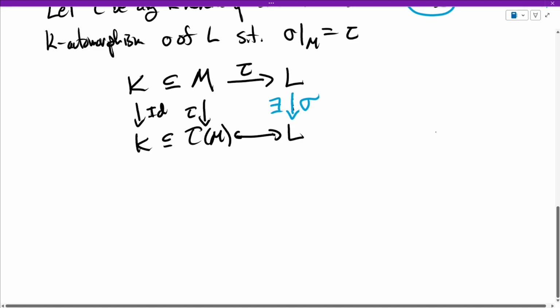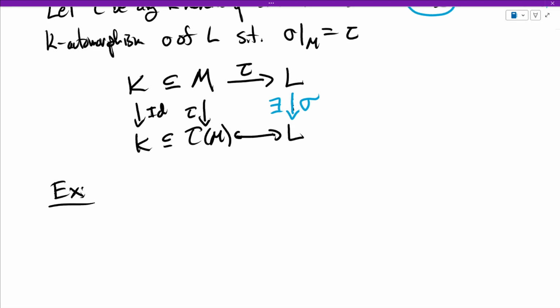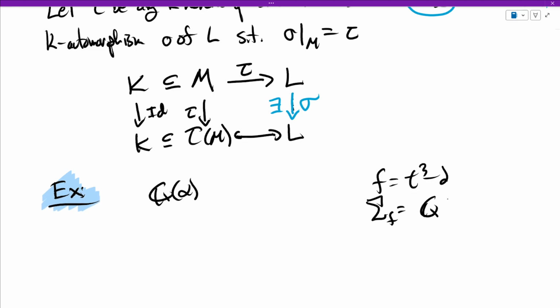So how might this be helpful? Let's actually do an example before we do the proof, because I think an example will help. All right, let's go back to this Q adjoin alpha from before, and let's consider F is T cubed minus 2. Then the splitting field of F is, we've done this before, we need to have access to the cube root of 2, and we need to have access to omega.